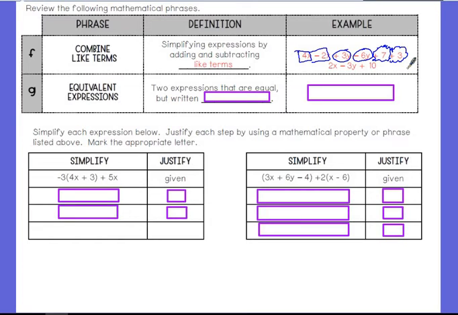Okay, next we have equivalent expressions. Equivalent expressions are two expressions that are equal but written differently. These two lines here are equivalent expressions. This one was kind of expanded out. This one was grouped together. Just like 2x is equivalent to x times an x. There's two sets of x's. A 3x would have 3 x's listed.